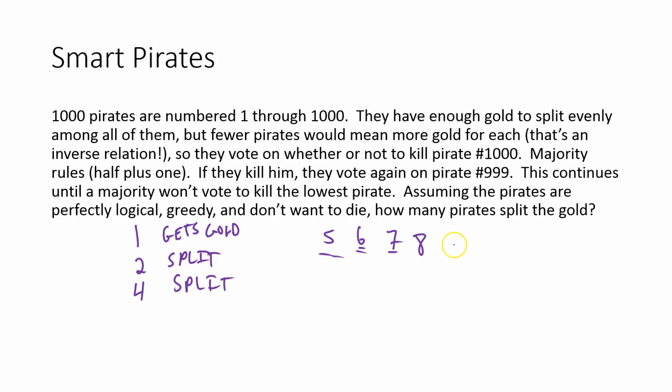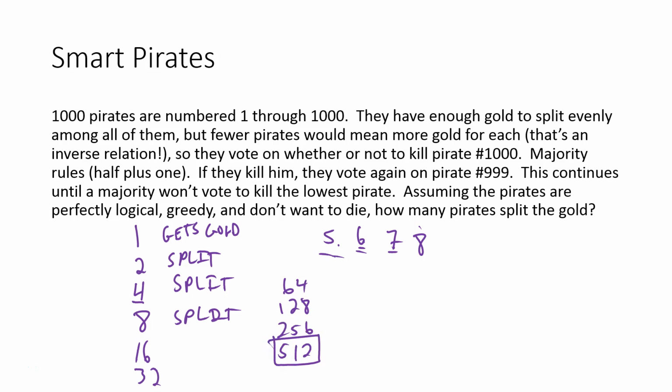But what about at 8? At 8, these 4 are like, hey, we want to kill because it'll get down to us. We'll have more gold. But 5, 6, 7, and 8, they all know that, hey, if 8 dies, I'm toast, I'm toast, I'm toast. So they're all going to vote to save number 8. So at 8, they also split. Do you see the pattern? 8 can kill all the way up to number 15, 14, 13, 12, 11, 10, 9, but they can't kill number 16, which can't kill number 32, 64, 128, 256, and pirate 512.